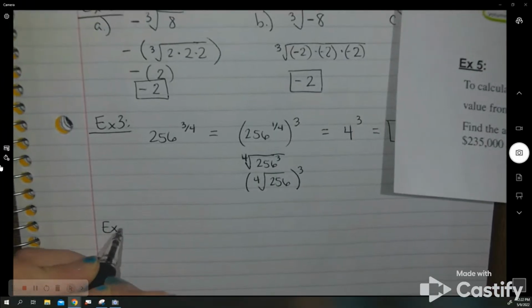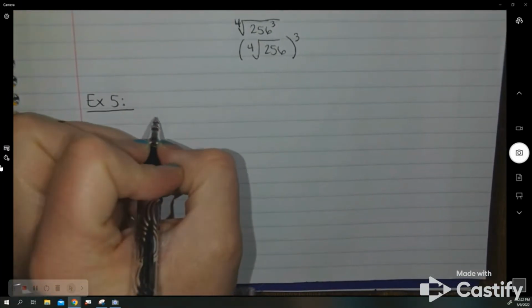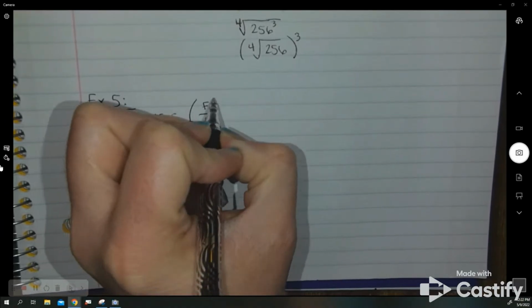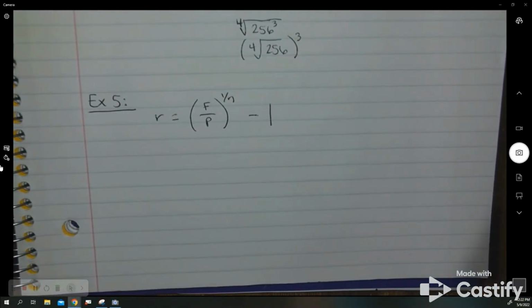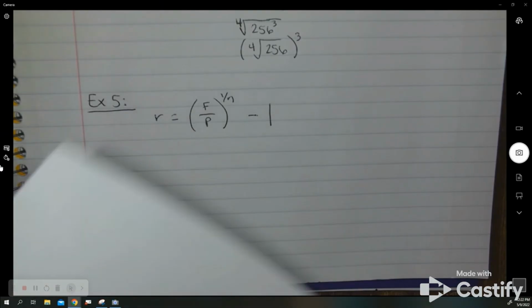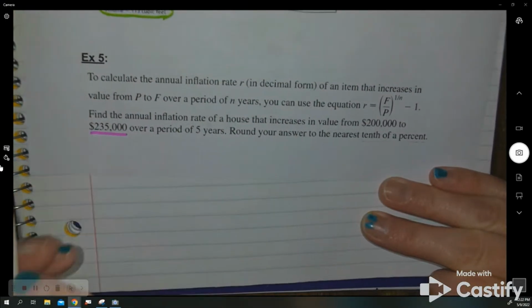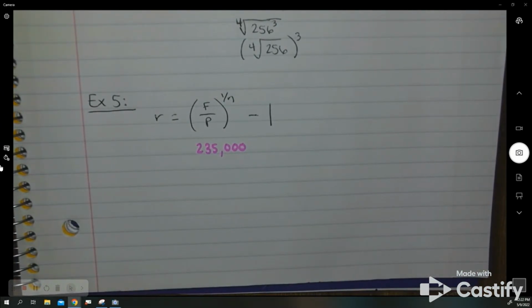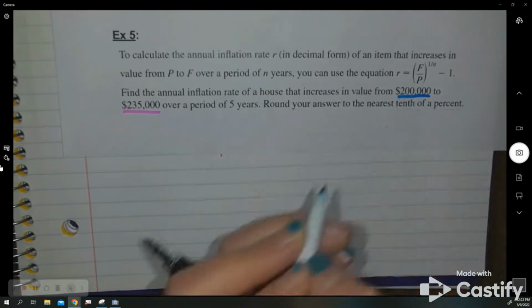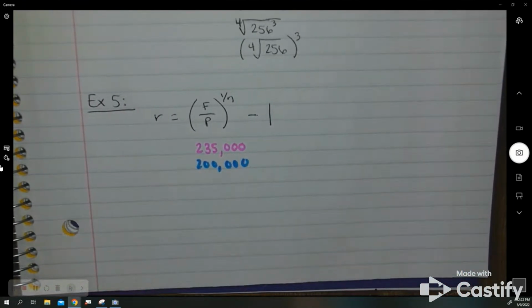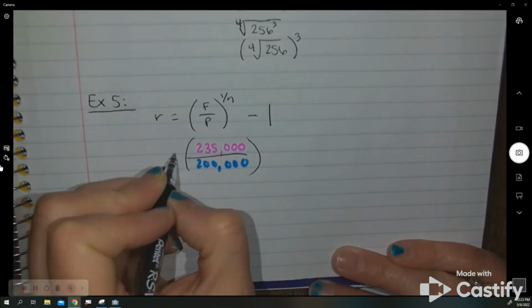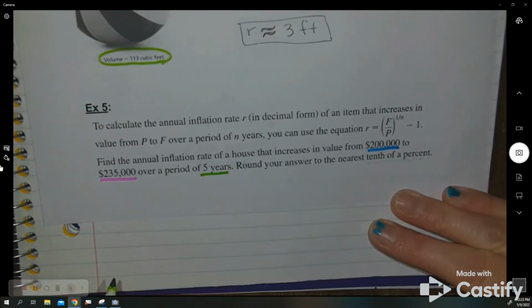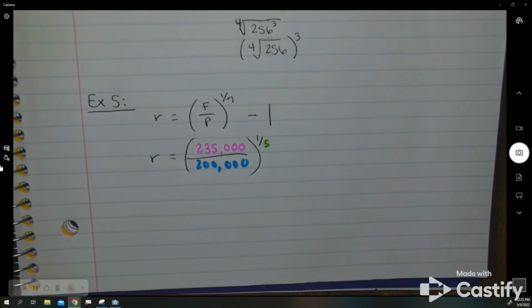So for example 5, we have our equation, r, or our rate, equals future over present raised to the 1 over n power, minus 1. So when I'm looking at this, according to my question, my future price is $235,000. So that's going to be 235,000 on the top, over my original price, or my present price, $200,000. This is raised to the 1 over n, and if we look at it, n stands for years, and it's 5 years for this one. So 1 over 5, or 1/5 power. And then we have to bring down that minus 1 because we haven't done anything different with that.